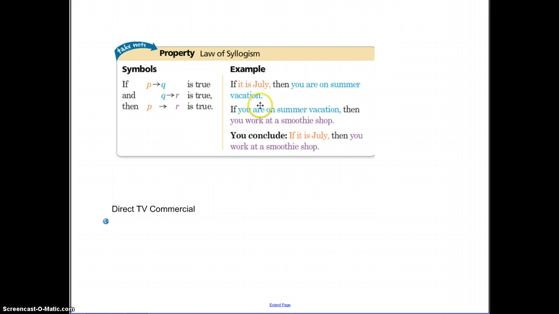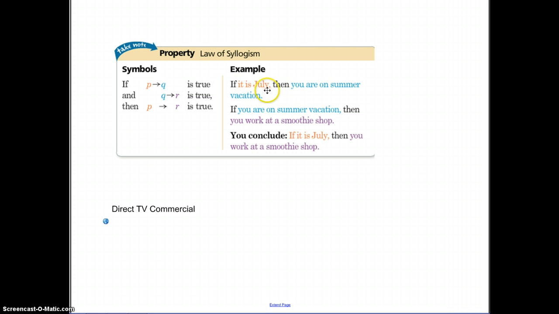So here's an example. If it is July, then you're on summer vacation. If you're on summer vacation, then you work at a smoothie shop. So our final conclusion is if it's July, then you work at a smoothie shop. Because what this is saying is that we have our first P here.